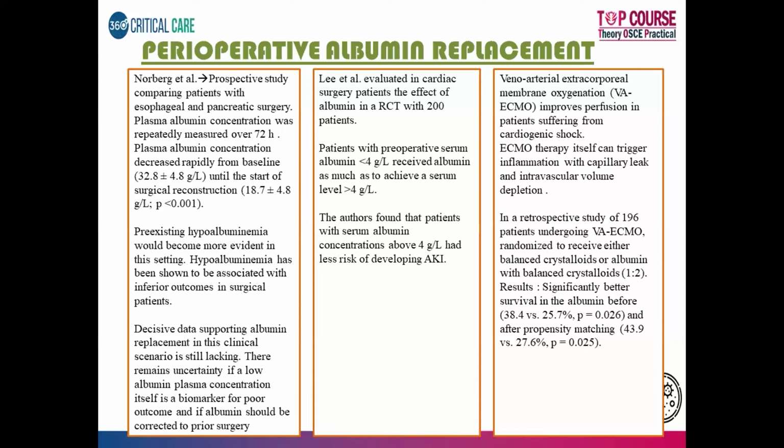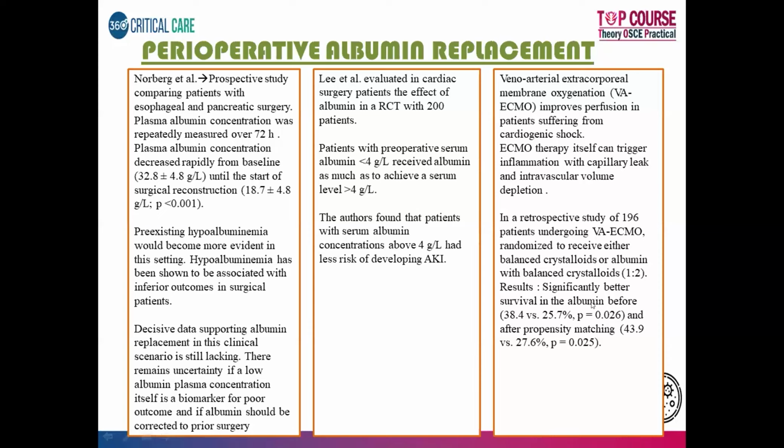Second, they evaluated the effect of albumin in cardiac surgery patients. Patients with preoperative serum albumin of less than 4 gram per deciliter received albumin to maintain the serum concentration at more than 4 gram. Those who maintained the level above 4 throughout the cardiac surgery had less risk of developing AKI.